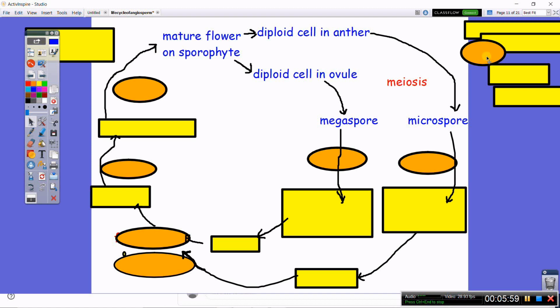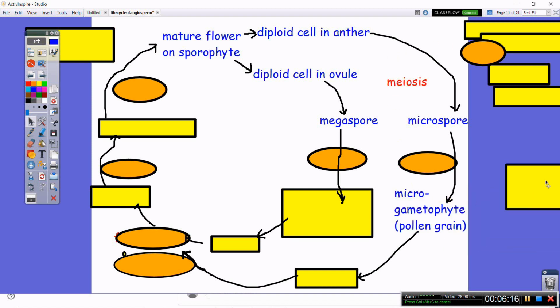Now, those spores have got to develop into the gametophyte. So remember that the microspore is going to develop into the microgametophyte, which is the male gametophyte. So we'll tackle that one first. The microgametophyte, keep in mind, is going to be your pollen grain.